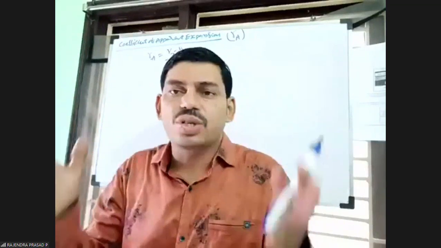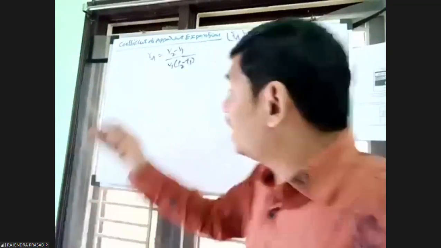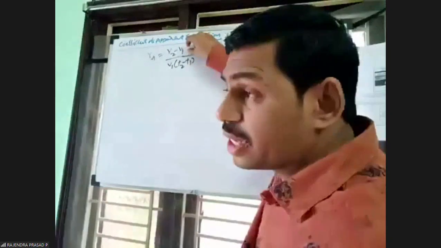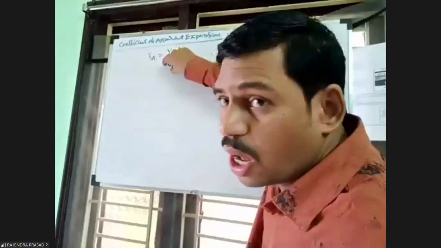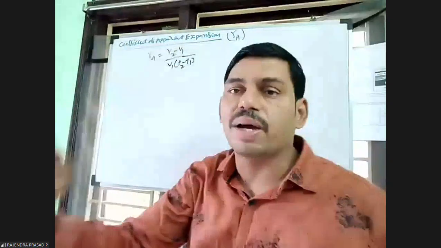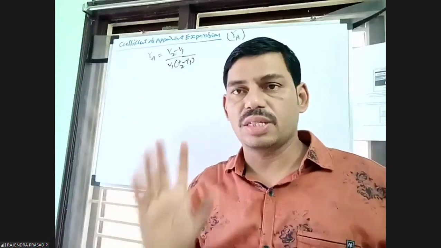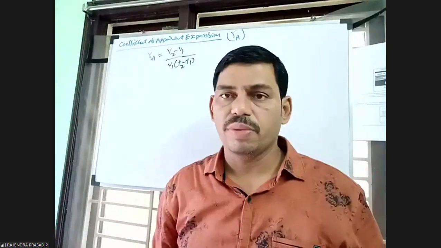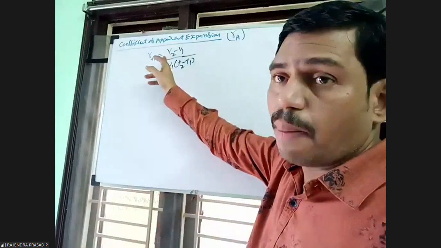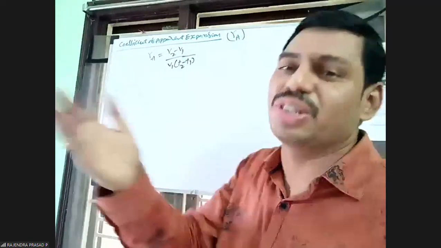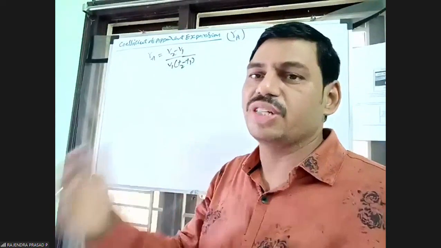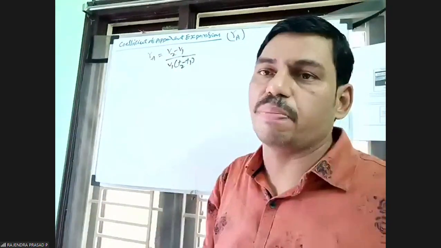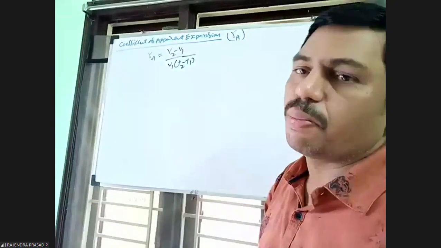The ratio of apparent change or apparent increase in volume to original volume per unit degree rise of temperature is called the coefficient of apparent expansion. The ratio of apparent change in volume to original or initial volume per unit degree rise of temperature is called the coefficient of apparent expansion.